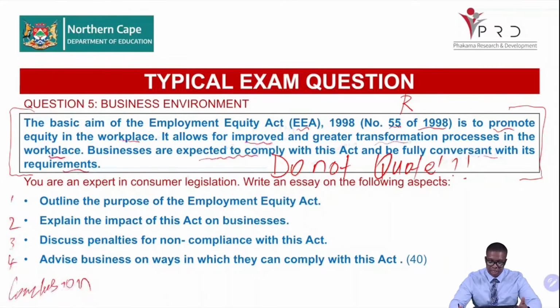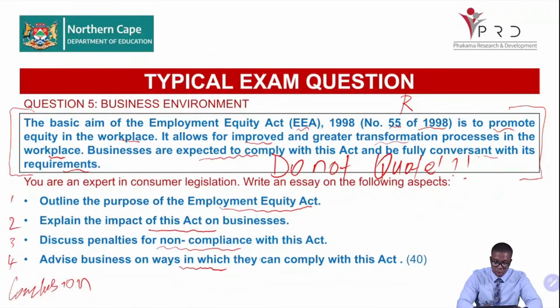Now, you are expected to write an essay on the following aspects. Number 1, you outline the purpose of the Employment Equity Act. Number 2, you explain the impact of this act on the business. Then you discuss penalties for non-compliance with the Employment Equity Act. Thereafter, you advise on ways in which they can comply with this act. So those are the essay tasks you would be expected to complete under the Employment Equity Act, just to practice so that you become familiar with how they can assess an essay.